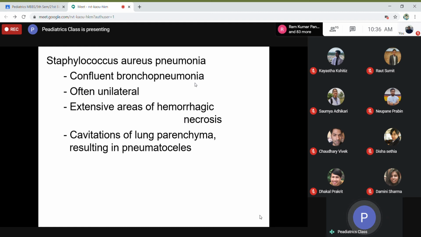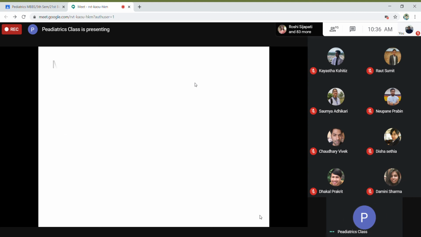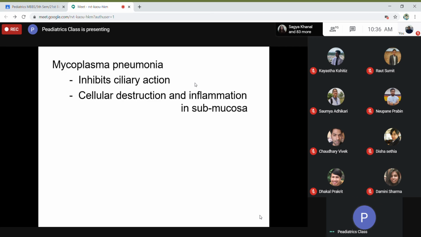A pneumatocyst is a cyst filled with air and fluid. That is more commonly seen in Staphylococcus aureus pneumonia. Sometimes in Klebsiella pneumonia you can also see pneumatocysts. In Mycoplasma pneumonia, it inhibits ciliary action, and there will be cellular destruction and inflammation of the submucosa.